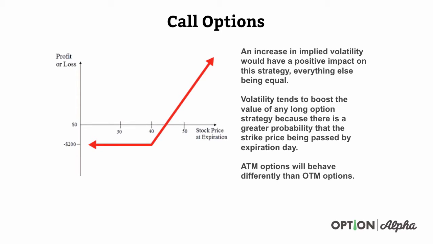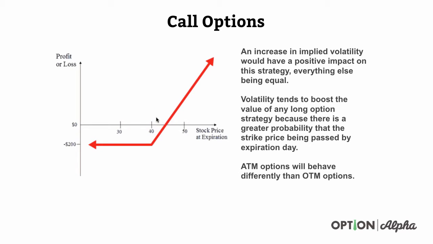Now, as implied volatility increases, which we'll talk about later on in this module, it does have a positive impact on this strategy, everything else being equal. Volatility tends to boost the overall value of long options because there's a greater probability that the strike price will be passed by expiration. This just means if the market's more volatile and we have a stock that's sitting at $40 and there's a good chance that it could swing between 30 and 50, then there's a good chance that this options contract may be pretty valuable.